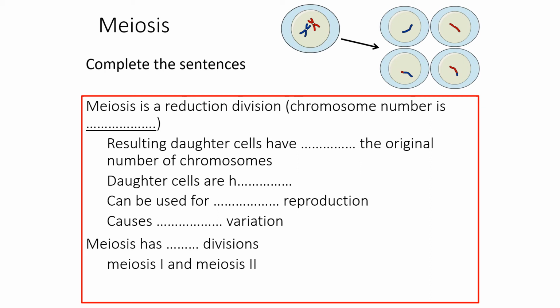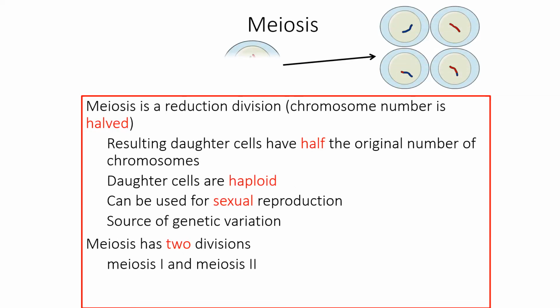Here, to complete the sentences, let's pause the video and try it yourself. Here are the answers for you. Meiosis is a reduction division. The chromosome number is halved. The resulting daughter cells have half the original number of chromosomes. Daughter cells are haploid, can be used for sexual reproduction, and are a source of genetic variation. Meiosis has 2 divisions, meiosis 1 and meiosis 2.